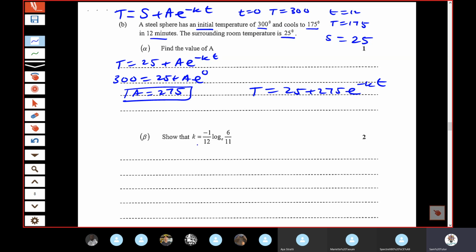How would you find k now? Your second set of conditions, time is 12, temperature is 175. You have in T, you should be able to find k. Maybe I should leave that with you guys for a little bit longer, try to see if you can get it out now. Temperature is 175, 25 plus 275 e to the negative 12k. You know the answer, try to get it out. Simple. Subtract, divide, log, divide, we're done.